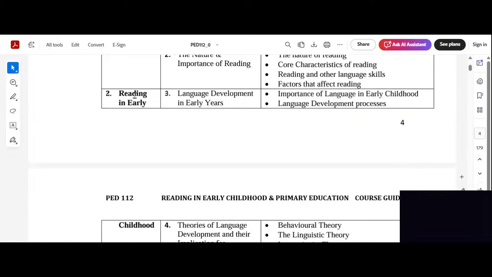In Module 2, we'll talk about reading in early childhood.